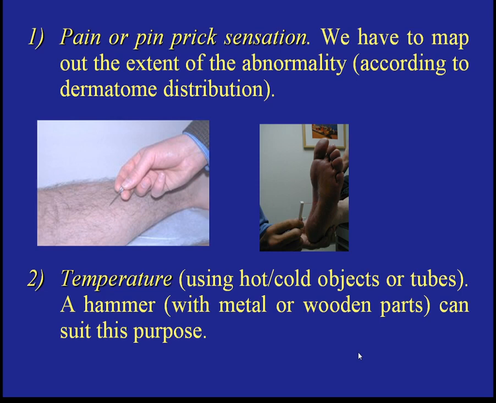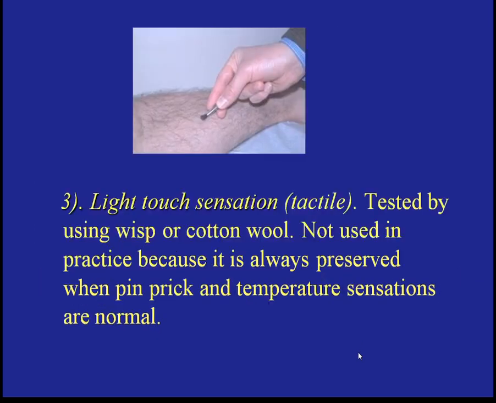The second modality, this is temperature sensation. We can use hot or cold objects or tubes, but always we use our neurological hammers, with metal or wooden parts, sometimes a plastic handle, and this absolutely can suit this purpose. The third modality, this is tactile or light touch sensation, tested by using a wisp or cotton wool, not used in practice because it is always preserved when pinprick and temperature sensations are normal.